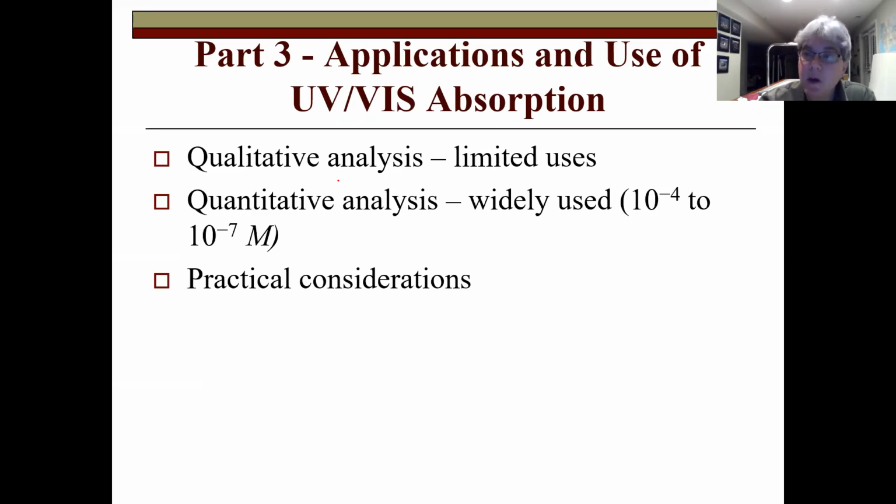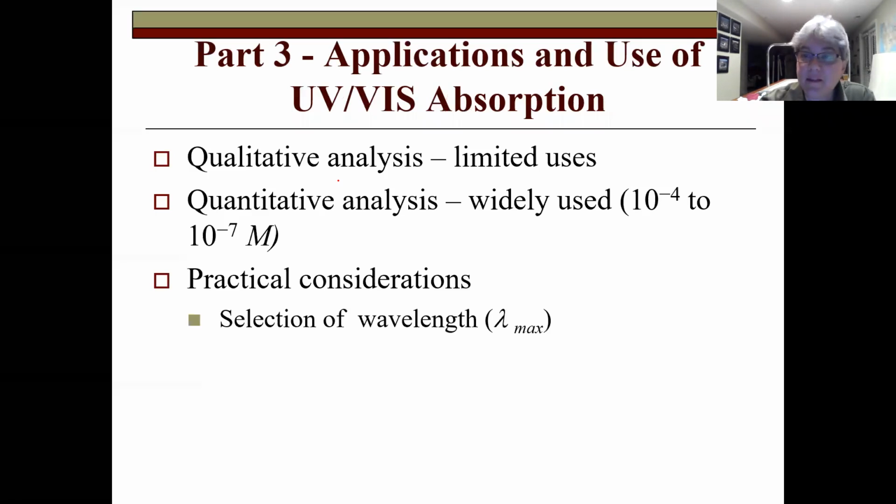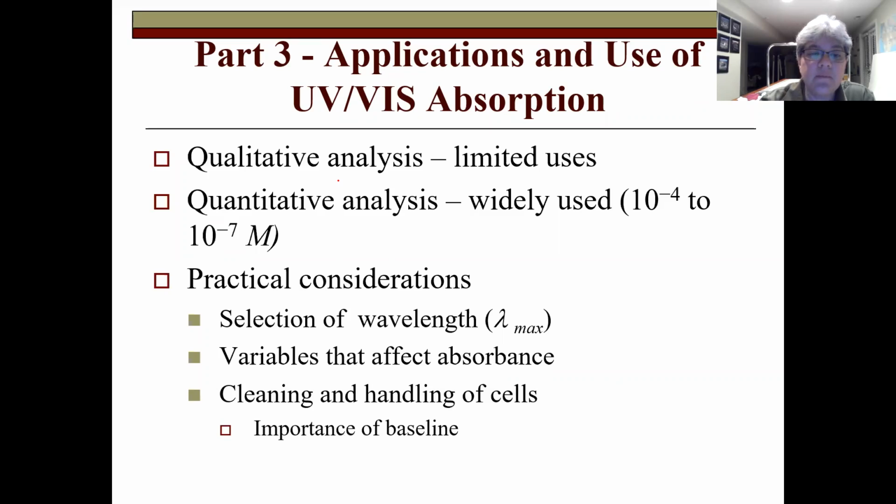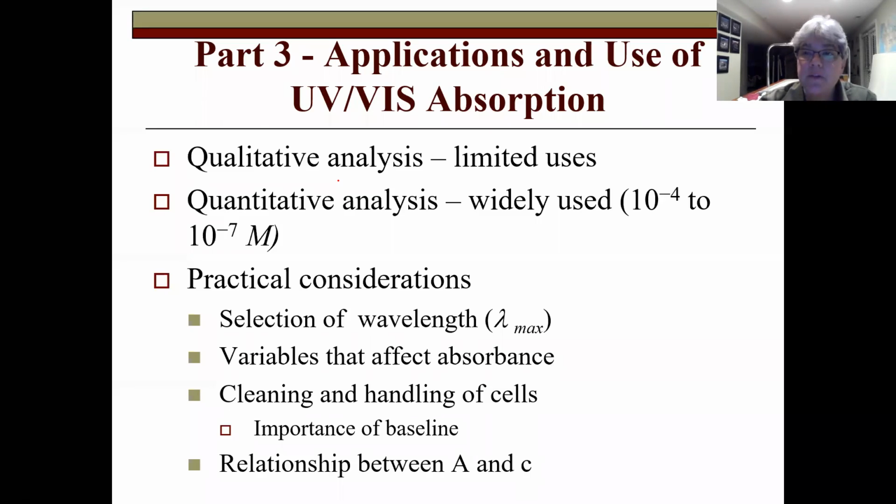Okay, but things you have to always consider. You have to select lambda max. You have to be aware of things that might affect the absorption. You have to make sure that you take good care of your cell, that you handle them properly. We talked about running a baseline. You always need a baseline. And then you have to make sure you actually measure the relationship between A and C so that you've got it under the real conditions in your lab with your instrument. Okay, so that's actually doing the experiment.